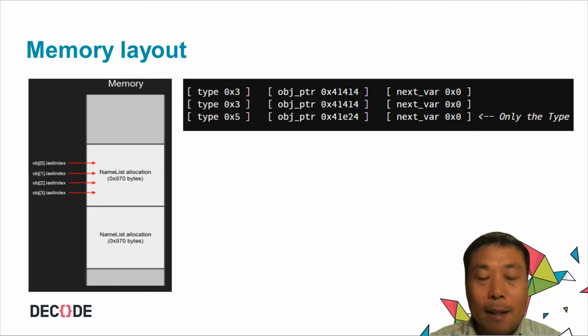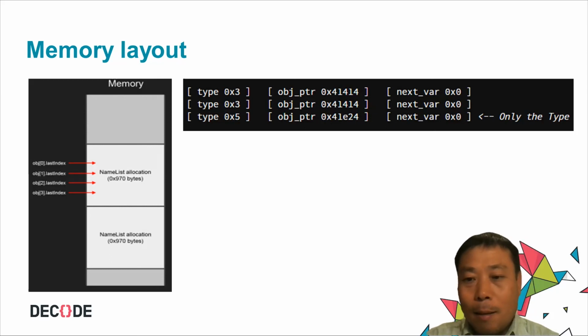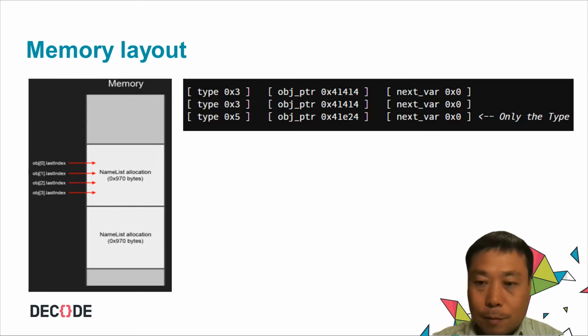And if we set the type as a string, because the string address is controlled by us, we can use the dangling pointer to read anything from anywhere.